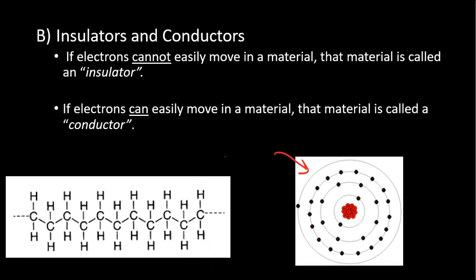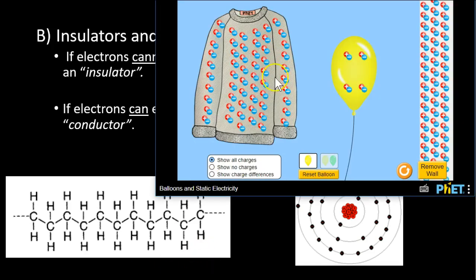I have one little demonstration I want to show you just to end with. I have a sweater here and a balloon and a wall. Now, all of these things are classically insulators. Cloth, cotton, plastic or rubber in a balloon, and drywall are all insulators. If I take the balloon, notice these are all neutral.